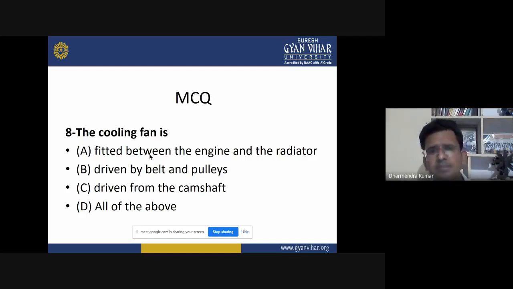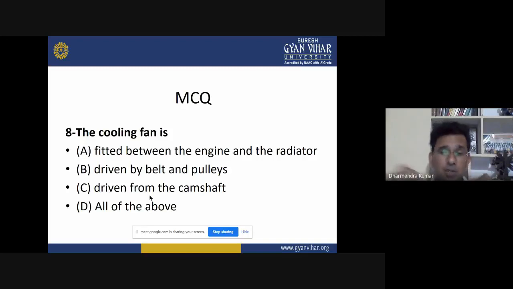all of the above. It is not only about fitting also. Two statements are also given here: driven by belt and pulleys, and driven from the camshaft. Normally, for the answer of this question, we are going with all of the above because the cooling fan is fitted between the engine and the radiator.